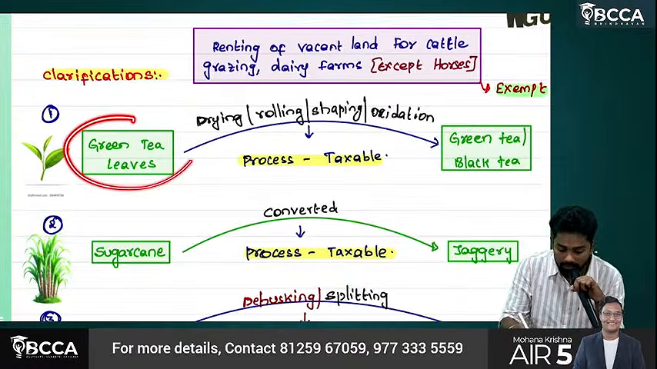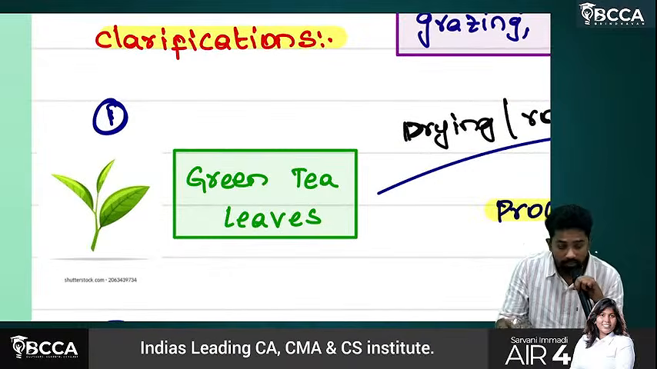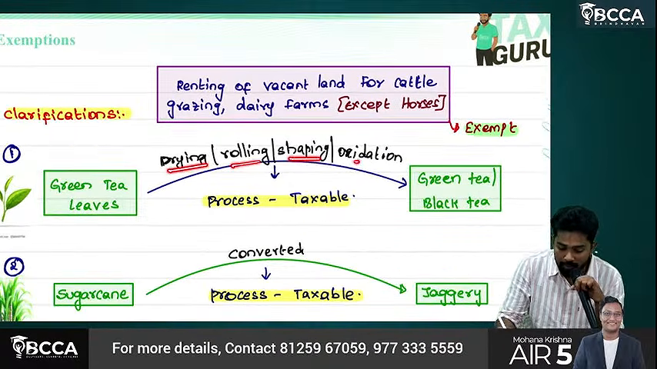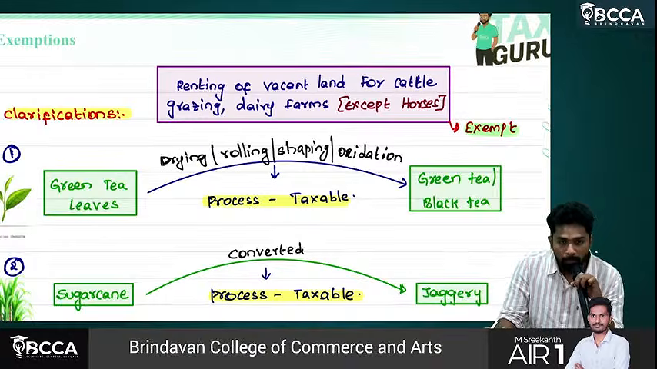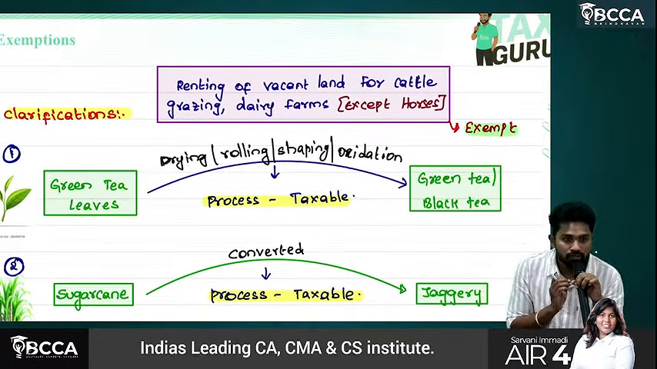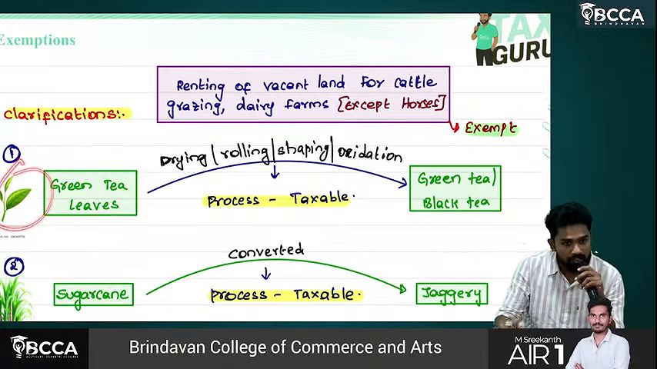Sir, green tea leaves. Tea leaves look like this, but tea powder looks like this, right? So what they do is drying, rolling, shaping, oxidation. Let's say, sir, our Manjunath owns some 1,000 acres of tea estate. So he has his own tea leaves and all.